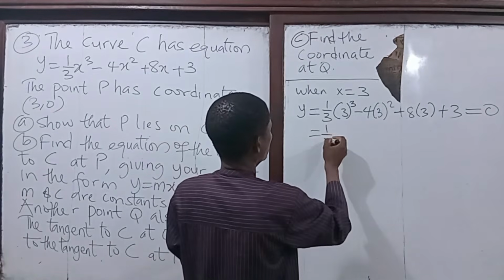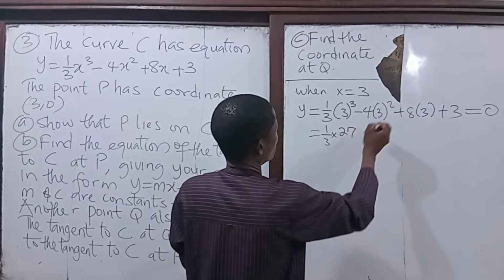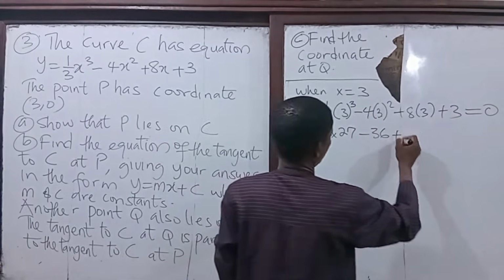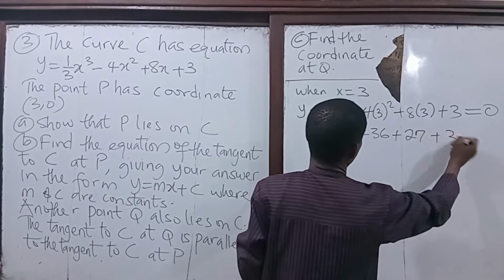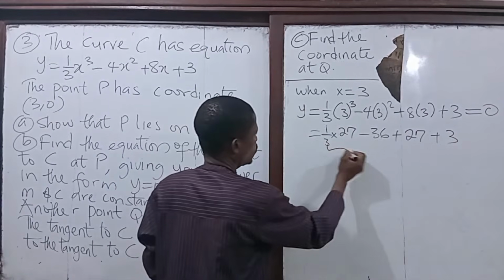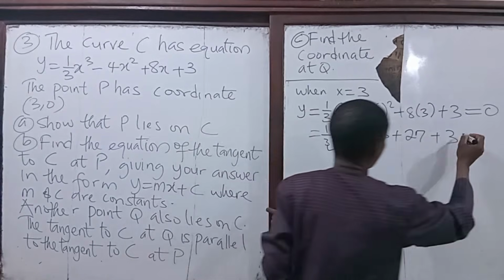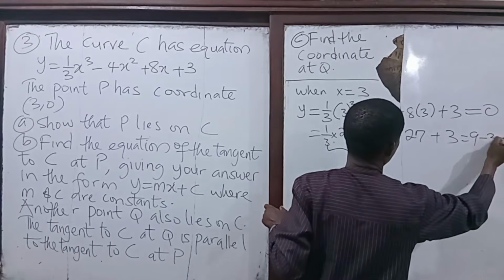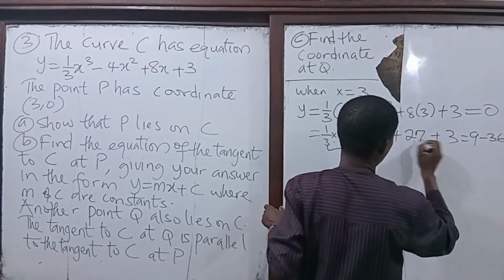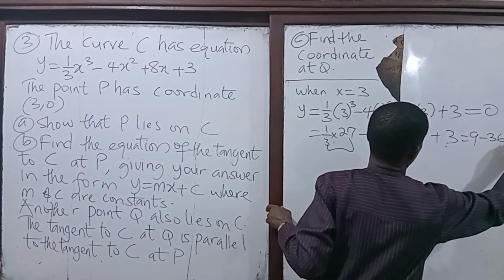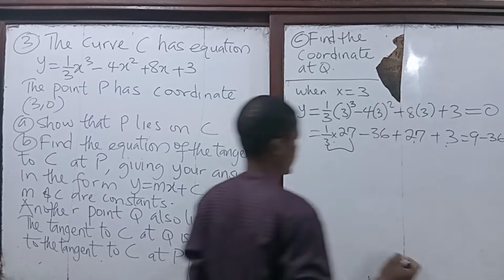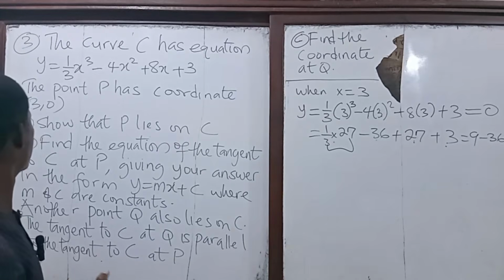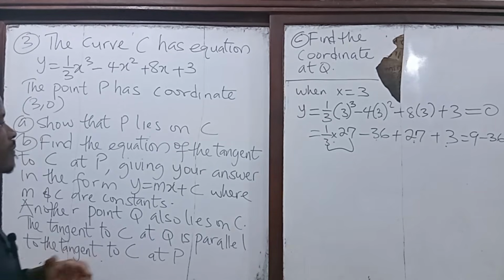This will be 1 over 3 times 27. This is 9 times 4. That's 36 plus 27 plus 3. So this one will be 9. This one will be 9 minus 36. These two, that will be plus what? Plus 30. Okay, plus 30.